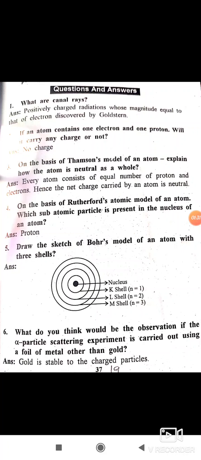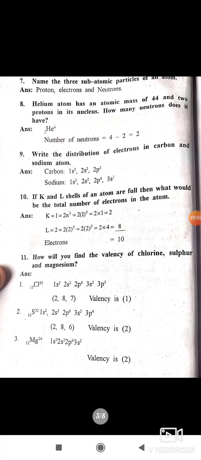So what do you think would be the observation if the alpha particle scattering experiment is carried out using a foil of metals other than gold? So gold is stable to the charged particles.